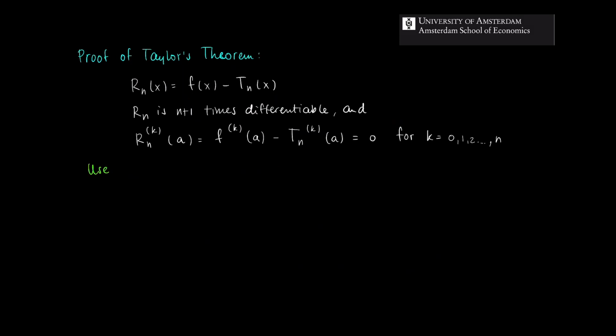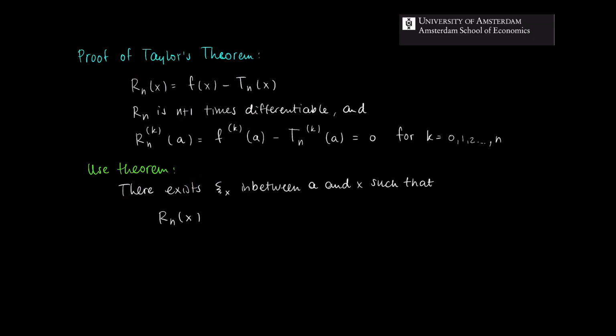So the last theorem then says that there should be a ξ(x) in between a and x such that, well, what is the f of x here? In this theorem, this is R_n(x), which equals the (n+1)th derivative of R_n at ξ(x), divided by (n+1) factorial, times (x − a)^(n+1).